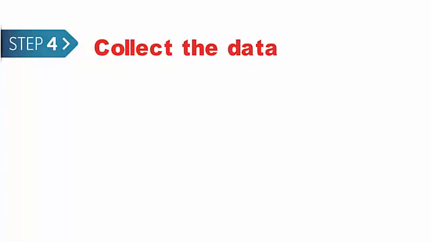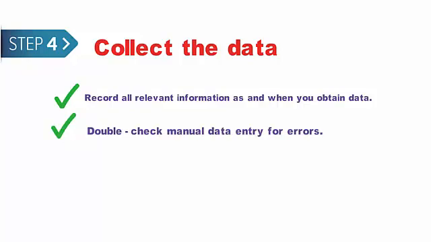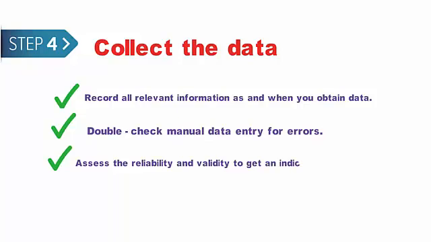Finally, you can implement your chosen methods to measure or observe the variables you are interested in. To ensure that high-quality data is recorded in a systematic way, here are some best practices. Record all relevant information as and when you obtain data. For example, note down whether or how lab equipment is recalibrated during an experimental study. Double-check manual data entry for errors. If you collect quantitative data, you can assess the reliability and validity to get an indication of your data quality.